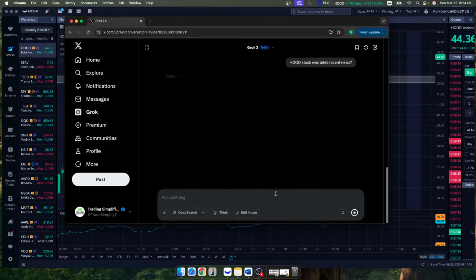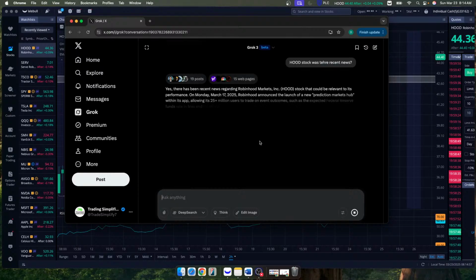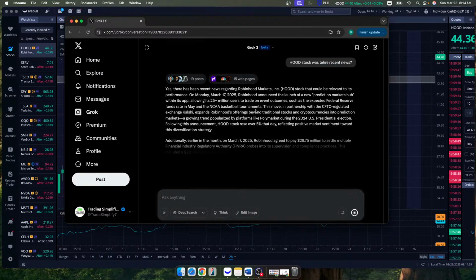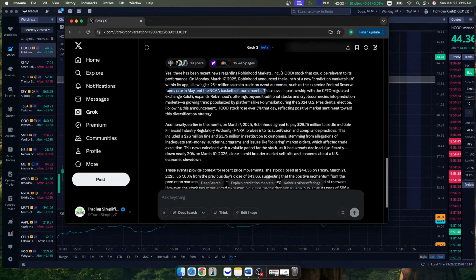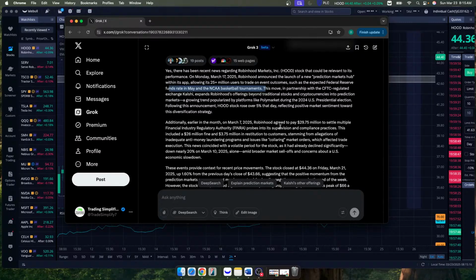Because I honestly haven't traded HOOD stock, so let's see if we can find something. There's recent news in Robinhood relevant to its performance. A new prediction markets hub within its app, allowing 25 million users to trade on event outcomes, from the expected Federal Reserve decisions to the NCAA tournaments. Interesting. HOOD is such an interesting stock because they really are versatile in certain areas.